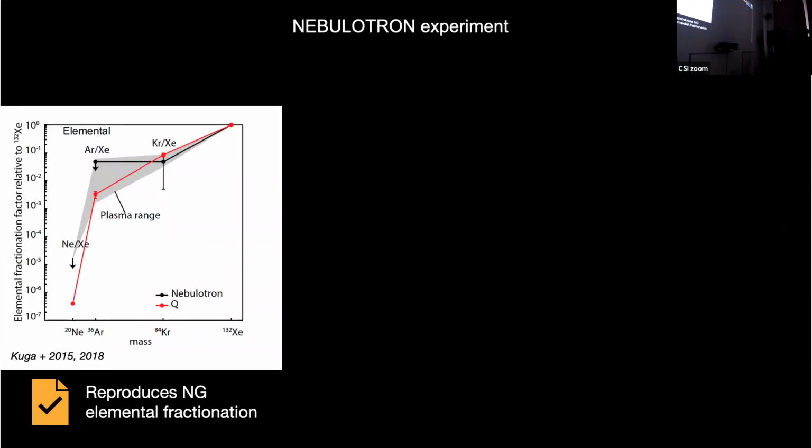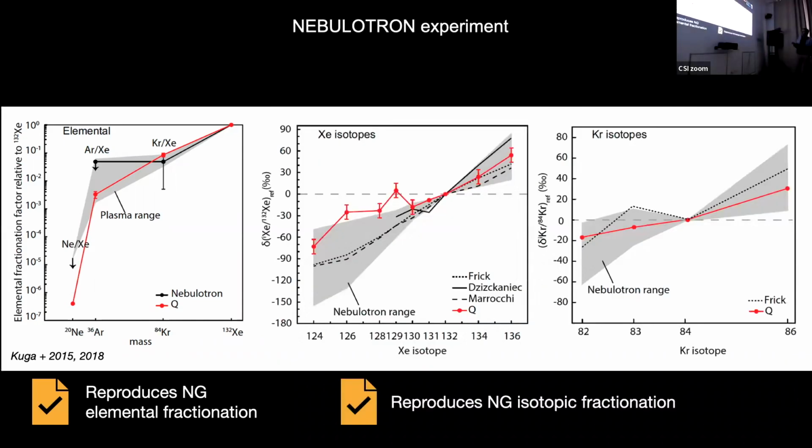Again, this is a Q, these are meteorites here. It's called Q for some reason. Red is meteorite, and the gray area is the result of our experiment. So we reproduce the elemental fractionation and the isotopes, these are the xenon isotopes. Again, red is meteorite, gray area is our experiment. We reproduce more or less the composition of xenon observed in meteorites, as well as krypton. Okay, so by ionizing the gas, we are able to reproduce what we observed in terms of elemental fractionation and in terms of isotope fractionation.